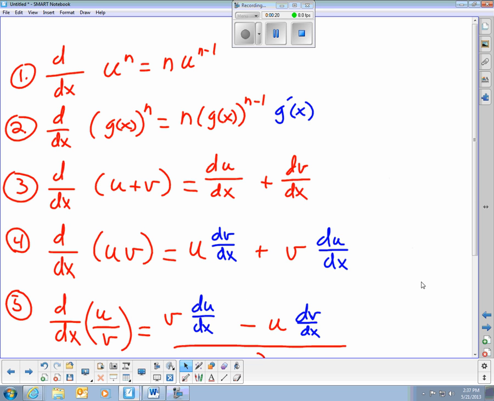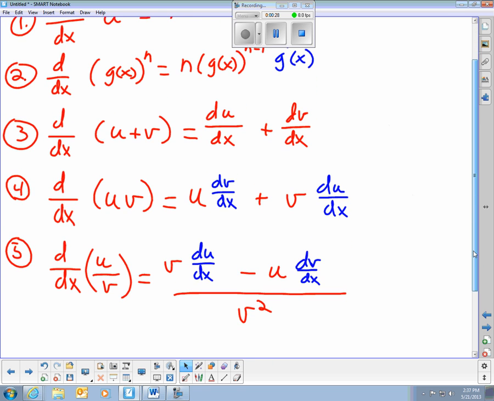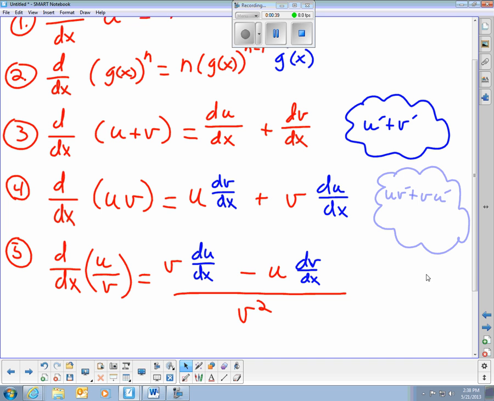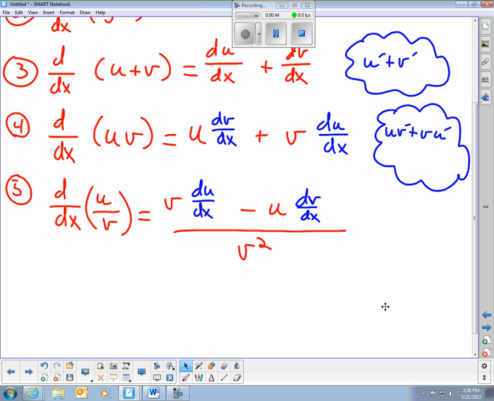All right, here are the 5 techniques of finding derivatives that we know. 1, 2, 3, and 4 are the ones we've been working on. And remember on techniques 3 and 4, du/dx and dv/dx are simply u prime and v prime. It's another way of saying take the derivative. So don't get hung up on the notation. Today we're going to focus on rule number 5, and that's the quotient rule.